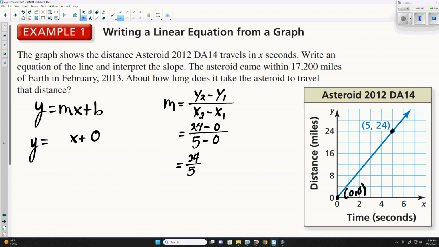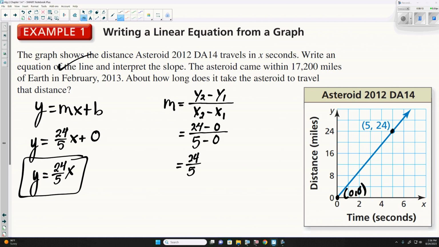So the slope is 24 over 5. Now we can reduce the equation a little bit because the 24 over 5x plus 0, well, we don't really need the plus 0 because it doesn't add anything to it. So we just get 24 over 5x. So we found the equation of the line.